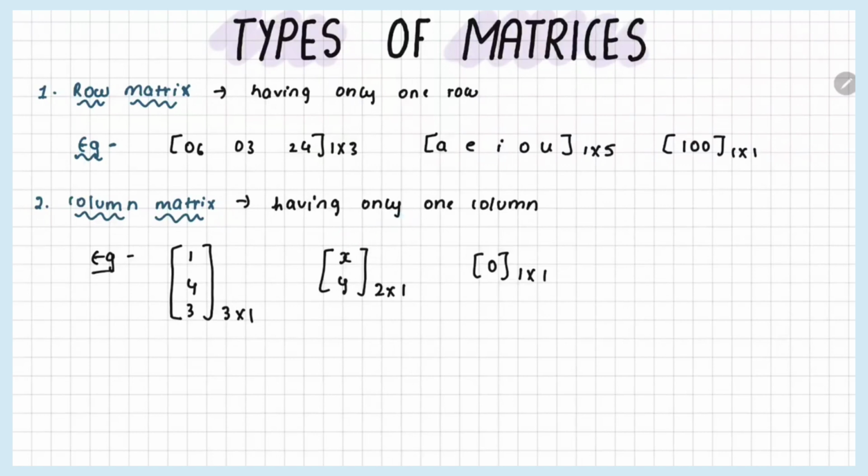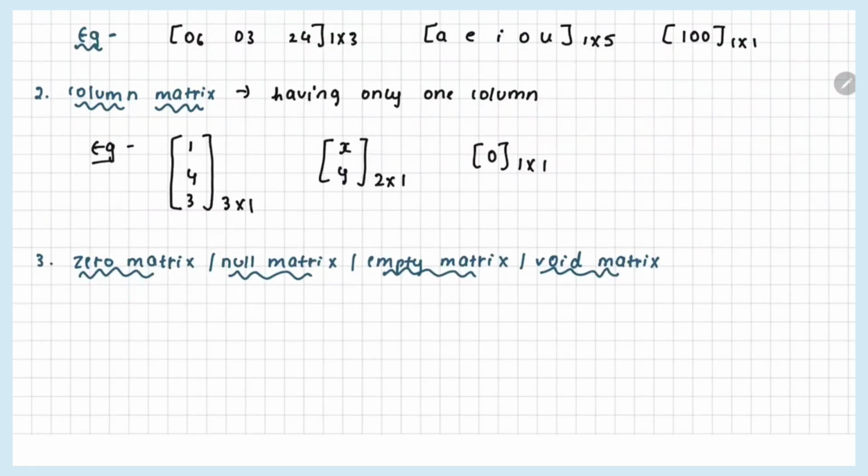So a matrix having only one column is a column matrix. A row matrix is a matrix having only one row. Okay, let's move on to the third matrix. The third type is the zero matrix, or null matrix.